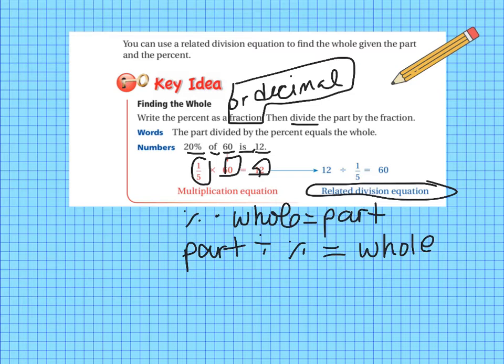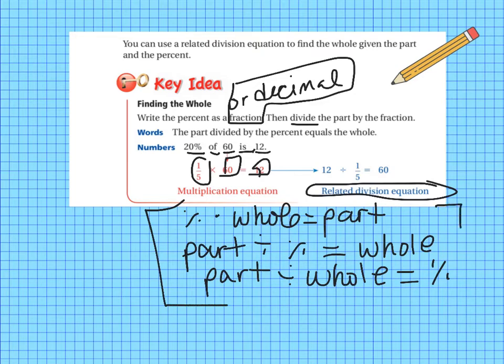So that would be the part divided by the whole equals the percent. So write all three of those in your notes along with the key idea, because this is very important as you start to work on your practice problems. And you have to really read the questions carefully.